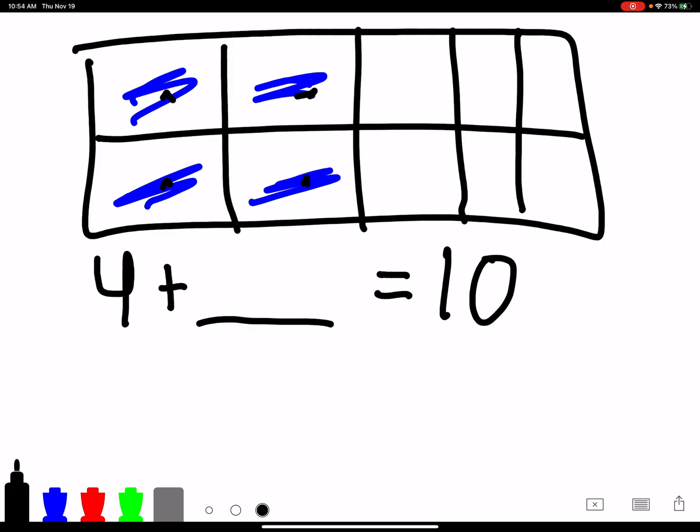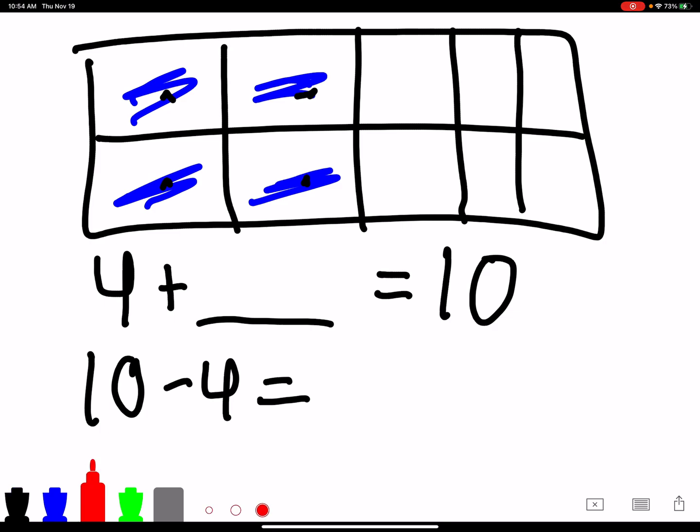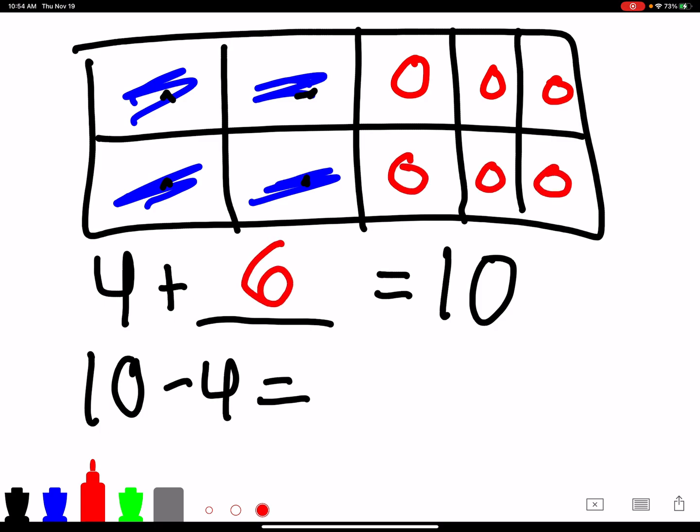We can use a subtraction equation, 10 minus 4 equals blank, or we can count how many blocks are left over. So if we count out how many is left, we have 1, 2, 3, 4, 5, 6. We have 6. 4 plus 6 equals 10. Now we can check our work using the number line, or we can do the number counting method.